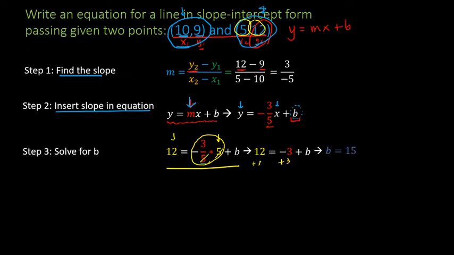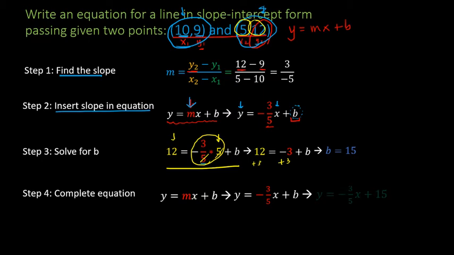So I've solved for b, and my last step now, I know what b is, I can complete my equation. So I started out with just a template, y equals mx plus b. We found the slope and plugged that in, and in our last step we found that b was equal to 15. So the answer to this question is this equation, y equals negative 3x plus 15.